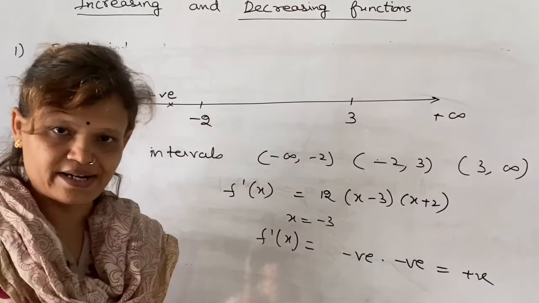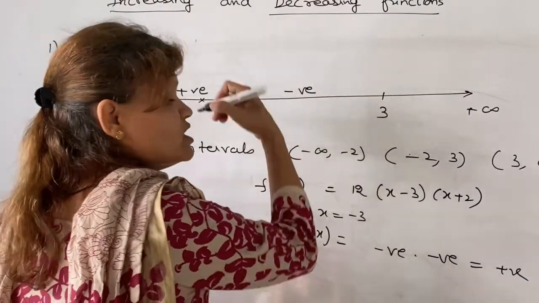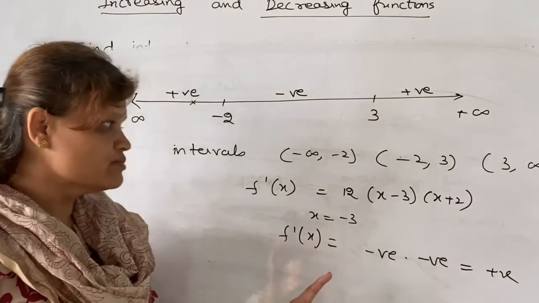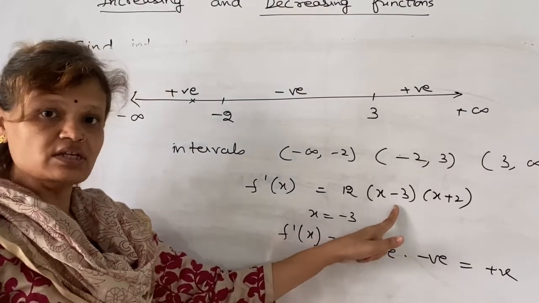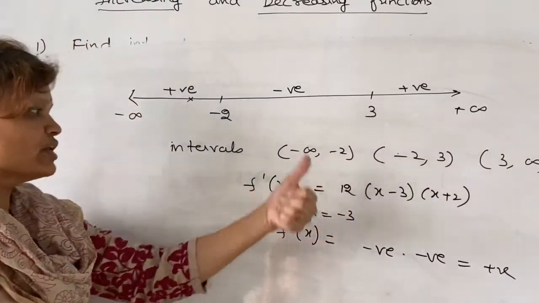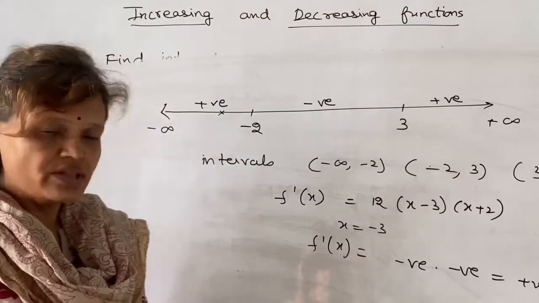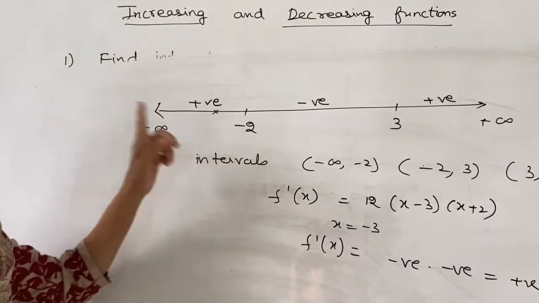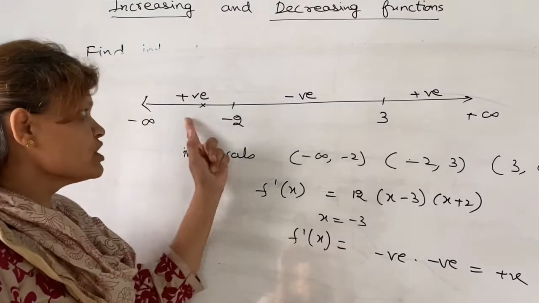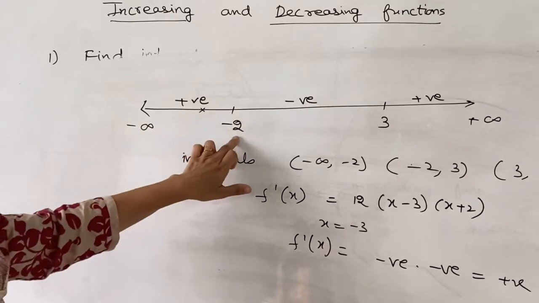Actually, it goes on changing alternately if there is no square term. So this is negative, next interval, and again the adjacent interval positive. If there was a square term somewhere, suppose x minus 3 the whole square, then the sign of f dash of x doesn't change. Otherwise it alternately goes on changing. So you only need to determine the extreme left interval. You consider a point, substitute in f dash of x, determine whether it is positive or negative, and then alternately you can change.